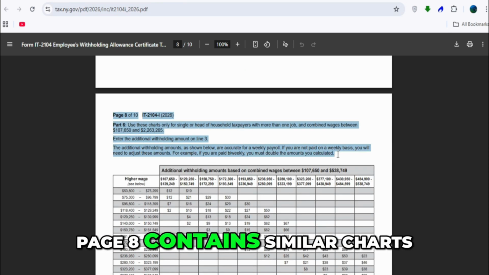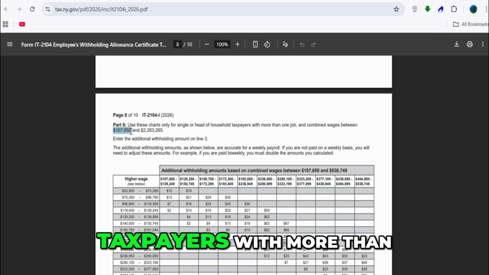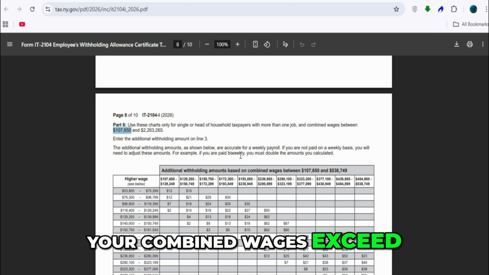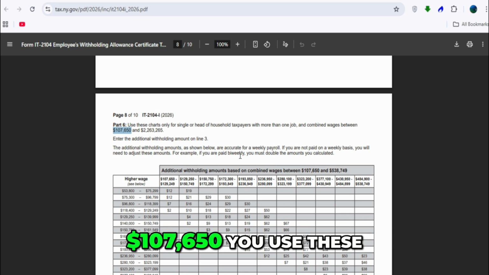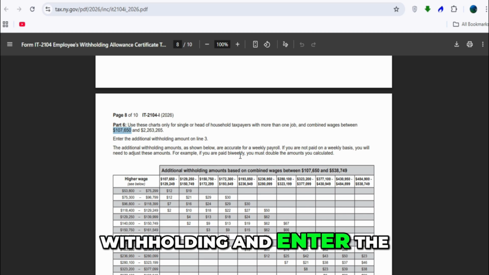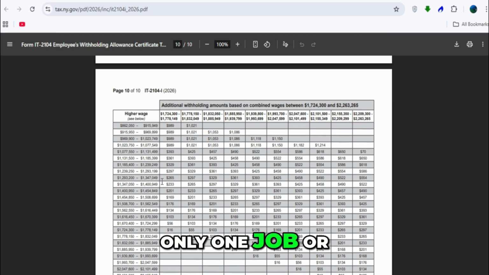Page 8 contains similar charts, but applies to single or head of household taxpayers with more than one job. Here this means if your combined wages exceed $107,650, you use these charts to calculate additional withholding and enter the result on line 3. And if you have only one job or earn below the threshold, you skip this page.